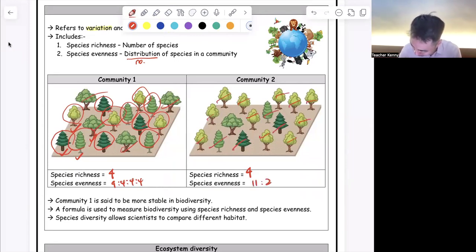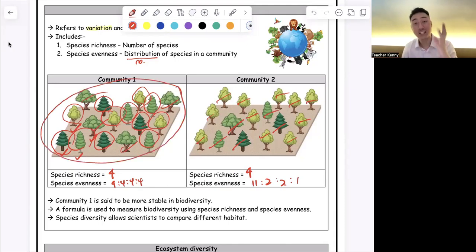This one I have 2. This one I have 1. You see? So with this, they will plug into the formula where you count, and see whether the area is biodiverse or not. Of course, from here, we know that this is very biodiverse. Why? Because this one can last longer.